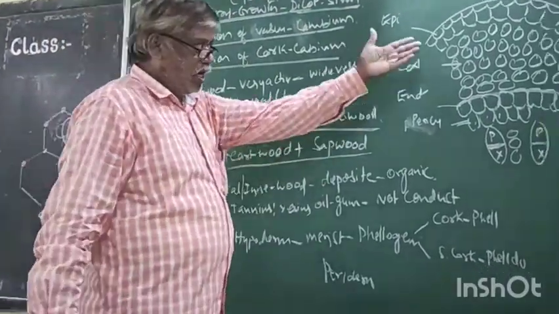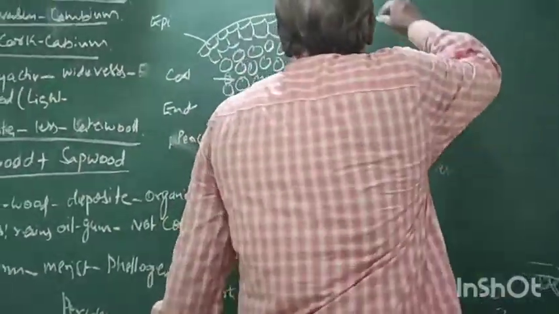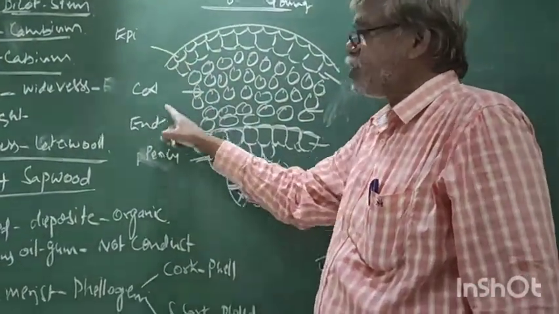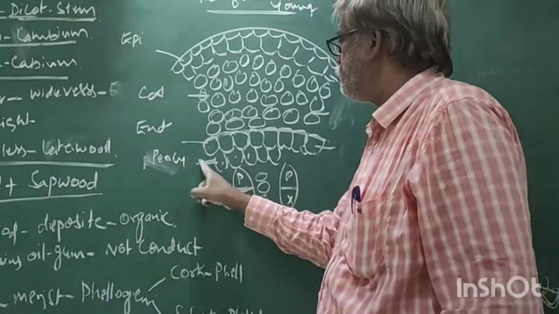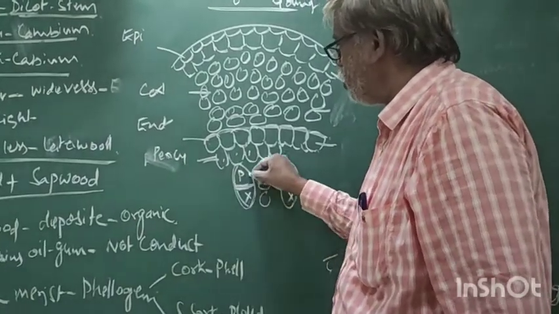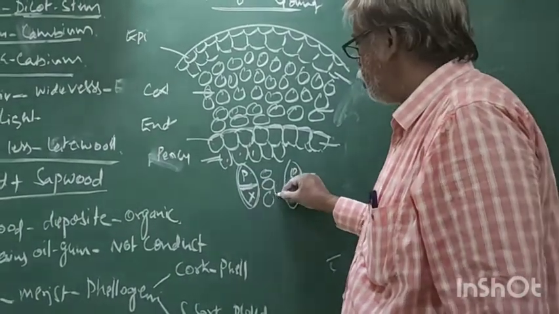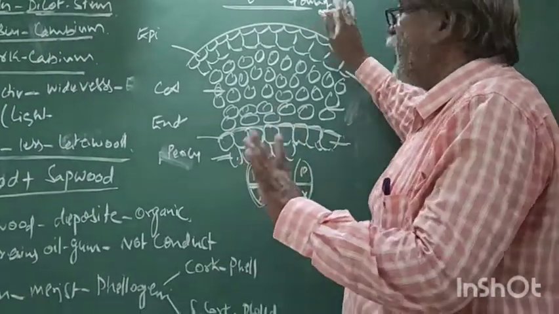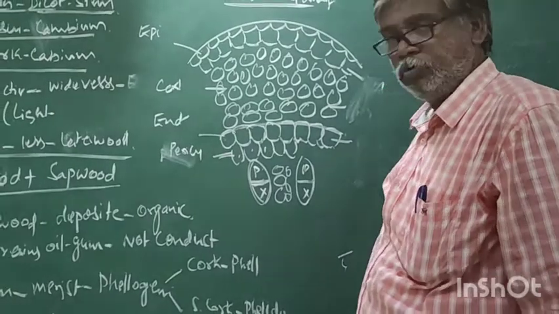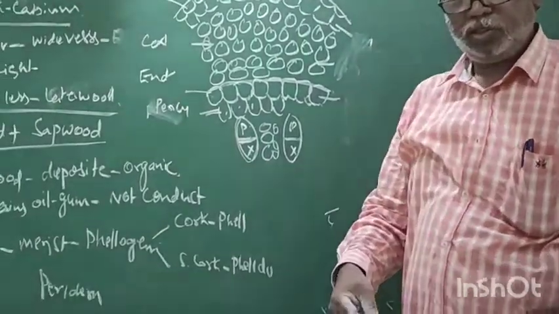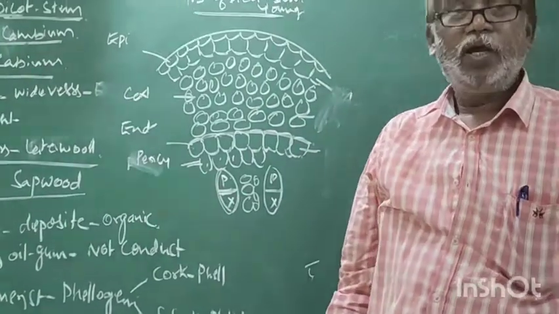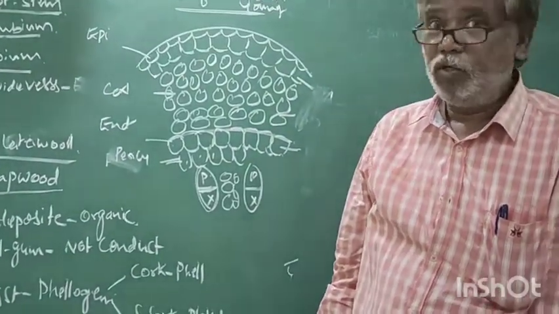Now it is a dicot stem, and this is the dicot stem anatomy: hypodermis, cortex, endodermis, pericycle, vascular bundle, phloem, xylem. Now this is called the medullary ray. Now they want to increase their width but not vertically. Hence, it undergoes secondary growth.